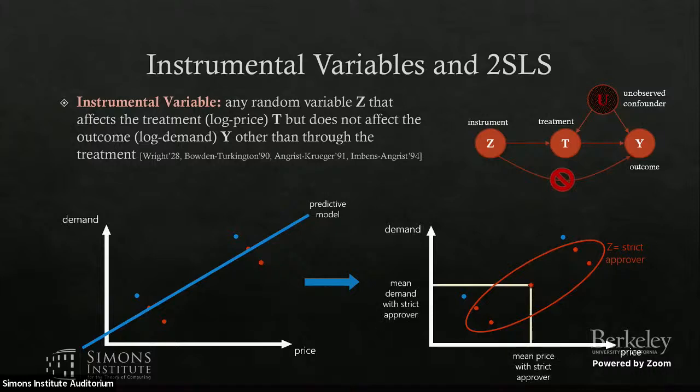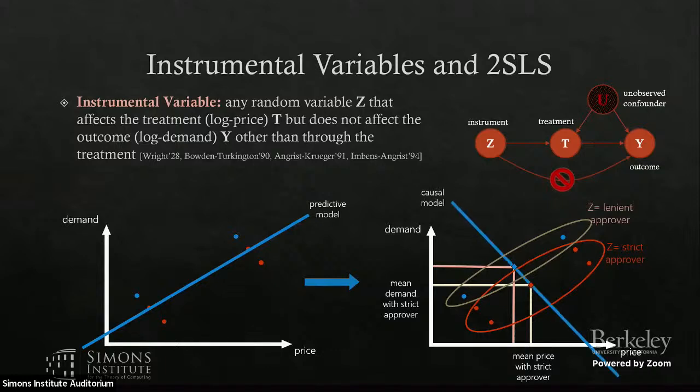Then instead of using these raw points, you're going to project to the instrument. So you're going to average those points and look at the average price and the average demand. You're going to do a similar thing for the lenient approvers. And then you're going to learn the correlation between these projected data points. And that's going to give you this downward sloping curve, which you can interpret as the causal effect of price on demand.